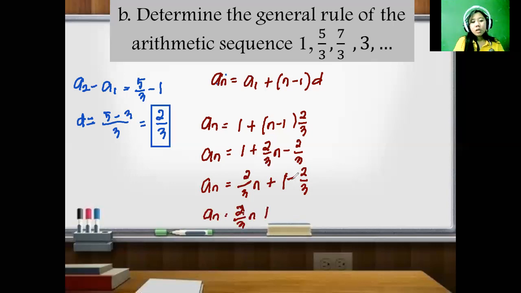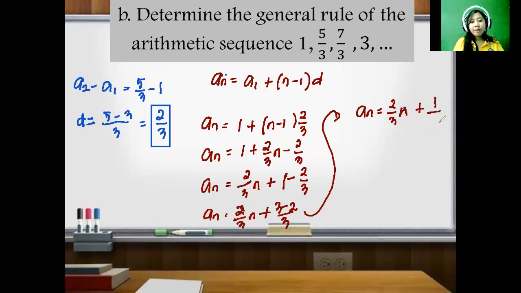So, plus, what is the least common denominator of these two numbers? So, we have 3. So, 3 divided by 1 is 3. 3 times 1 is 3. So 3 divided by 3 is 1. 1 times negative 2 is negative 2. Okay? So, proceed tayo dito. A sub n is equal to 2 thirds times n plus 3 minus 2 is 1. Copy the denominator, we have 1 third.